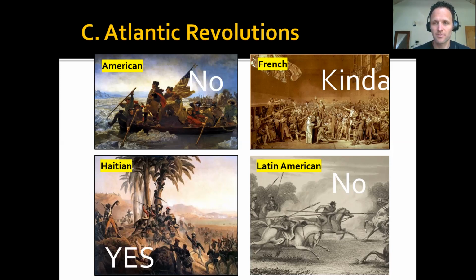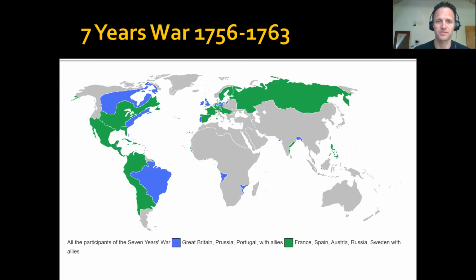We're going to look at them a little more closely right now to refresh your memory about each of these revolutions. We're not going to talk a lot about the French Revolution or the American Revolution, except to say that both have a similar origin, which is the 7 Years' War of 1756 to 1763. This is a war between Great Britain and France.